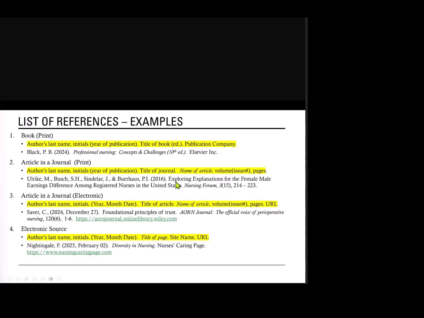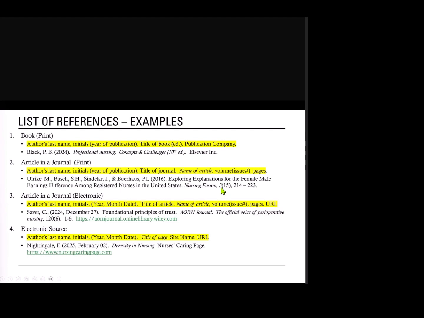Next, you write the name of the article. In this case, in my example, it's exploring explanations for the female-male earnings difference among registered nurses in the United States. And there's a period after the title. Sorry, that's the name of the article, and then I switched that. I'll make this correction because I'm going to share this. I'm going to put this slide deck in the announcements for you. And then the name of the journal at the end, italicized.